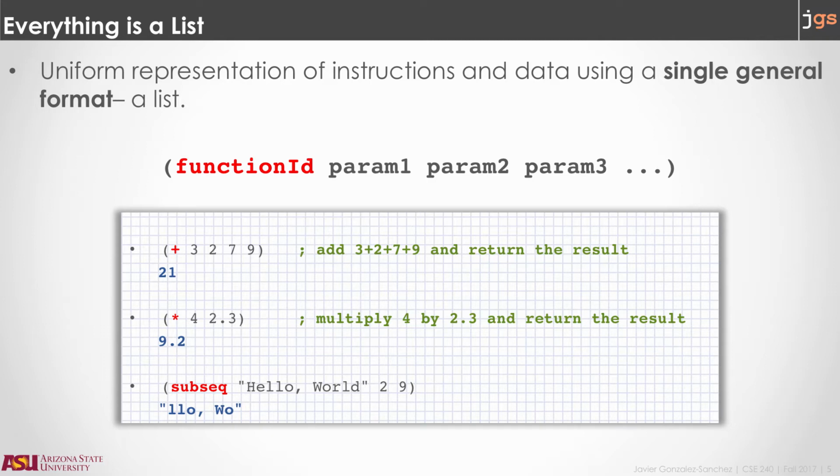They are functions. Therefore, you can use, like in the example, the plus, the asterisk, and that means addition and multiplication. And then you can put as many parameters as you want. So you can do 3 plus 2 plus 7 plus 9 with only one plus symbol. Or you can use the binary format, providing two parameters, like with the multiplication. The 4 and the 2.3 are the numbers that are being multiplied.